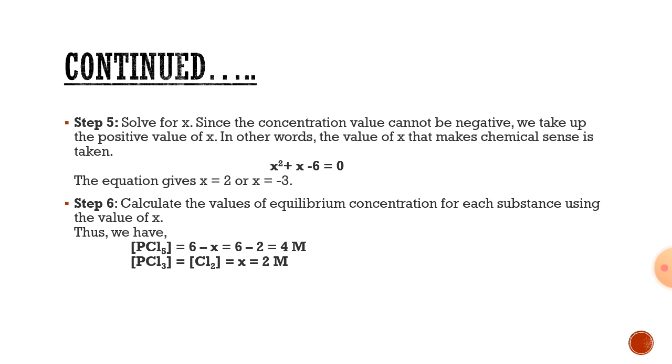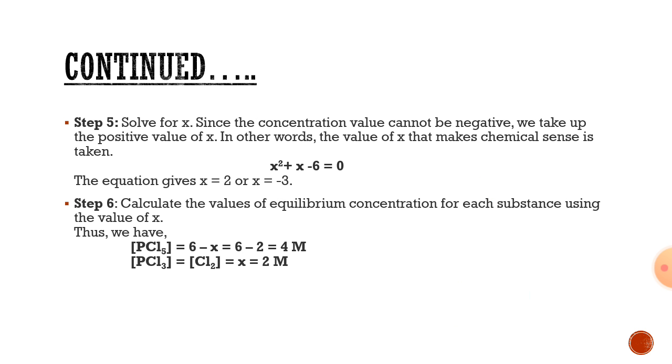Since the concentration value cannot be negative, we take the positive value of x. In other words, the value of x that makes chemical sense is taken. When we solve this by factorization, we get one x equal to 2 and the other x equal to minus 3, and we don't take the negative value, so x is equal to 2.